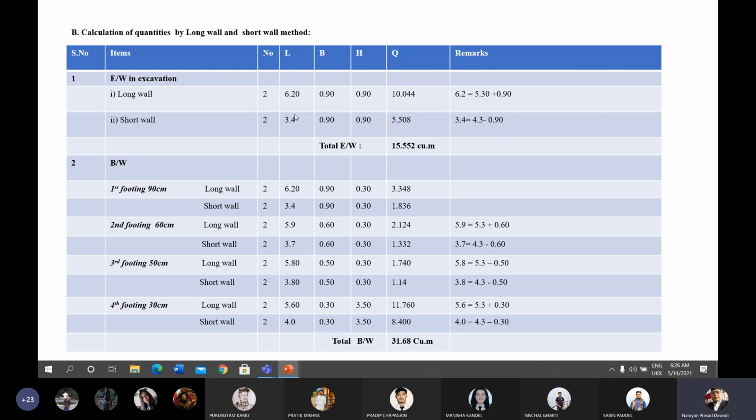We have two numbers of short wall. That's why number is taken as 2 and remaining breadth and height will be same for all the walls. That's why after multiplying 2 into 3.4 into 0.9 into 0.9, you will get the value of 5.508, which will be the excavation in the shorter side wall. That's why total excavation for longer side and shorter side wall gives the total quantity of the earthwork as 15.552 cubic meter.